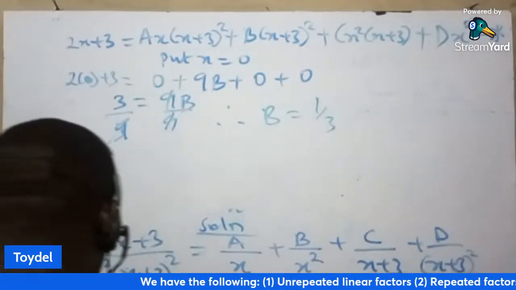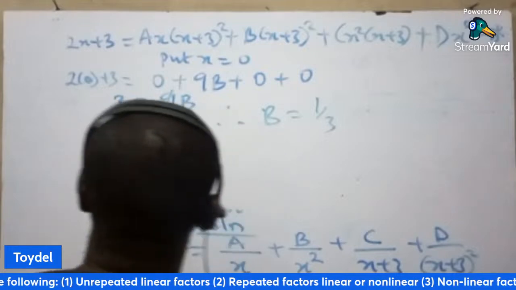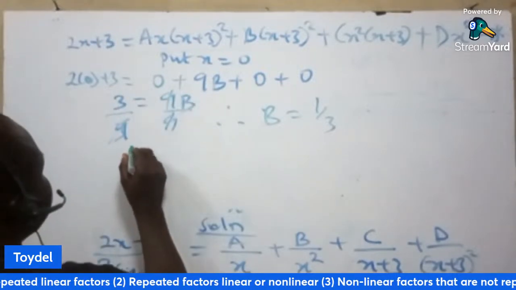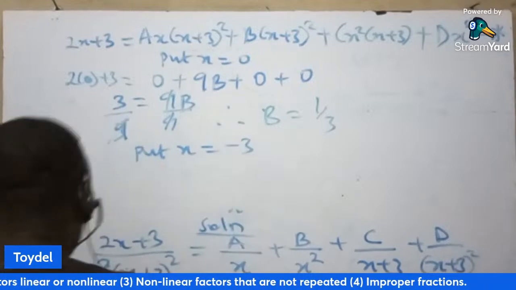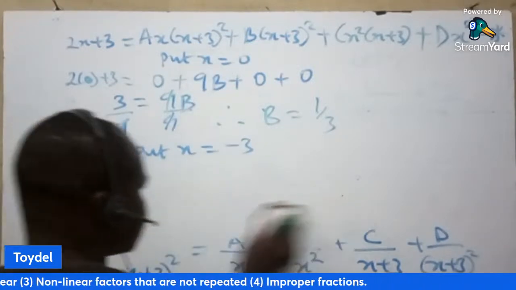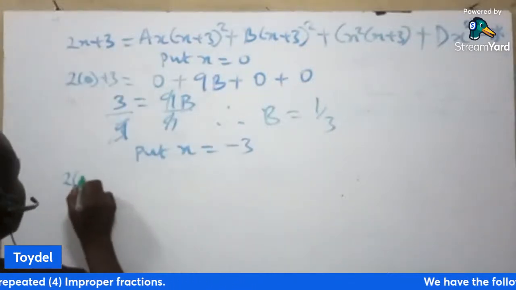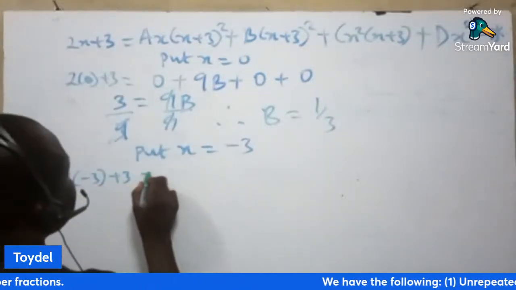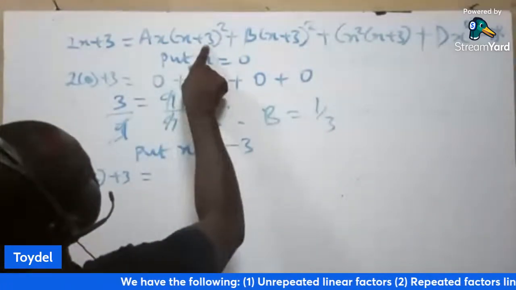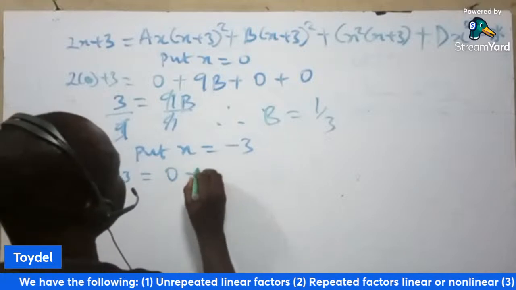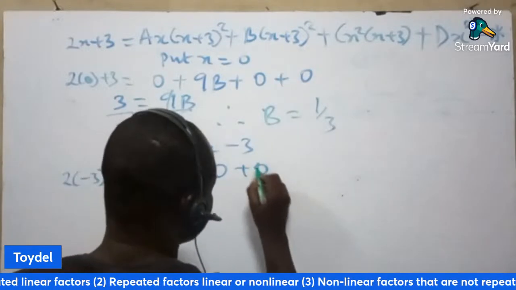We have gotten the value of B. Then I can also say put S is equal to, I have plus 3 here, minus 3. If I do that, I'll get another value. That is, from there now, I will say 2 into bracket minus 3 plus 3 is equal to, let's look at, if S is equal to minus 3, minus 3 plus 3 is 0. Everything here will vanish. Plus, everything here will also vanish.